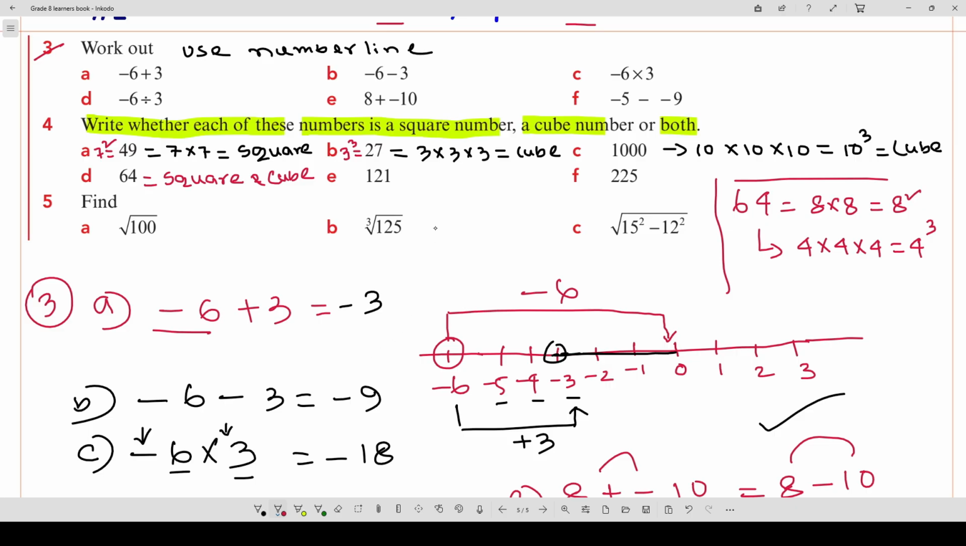Next, 121. This is 11 times 11. It means 11 squared. So this is a square. Next, 225. We know if we take the square root of 225, we will get 15, right? So 15 squared, it means this is a square. Very simple.